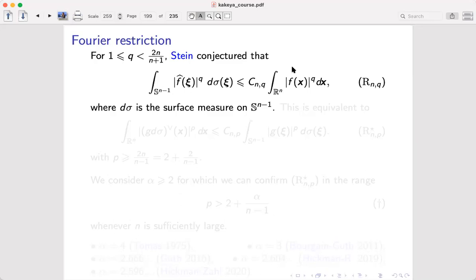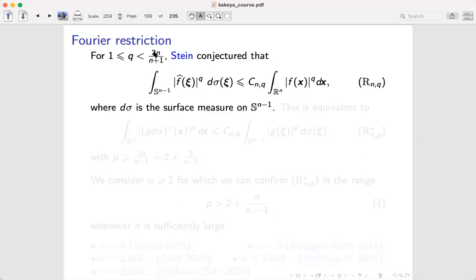On the other hand, when Q is equal to 1, then this is bounded. And so you can just use Hölder's inequality to go from the L1 norm up to the infinity norm and down again, by the Hausdorff-Young inequality. So this is clearly true when Q is equal to 1, clearly not true when Q is equal to 2. And there's some example to show that this is the best you can hope for.